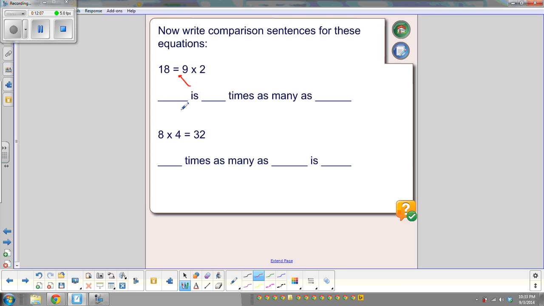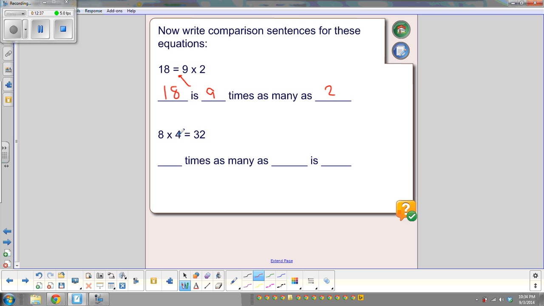So I know my 18 is going to go somewhere. Is it going to go here or is it going to go here? Blank is 18 times as many. No, I'm going to go 18 because that's my biggest number. 18 is blank times as many as. So I'm going to go is 9 times as many as 2. Either way you do it is fine. If you go 2 times as many as 9, it all comes out to be the same total.